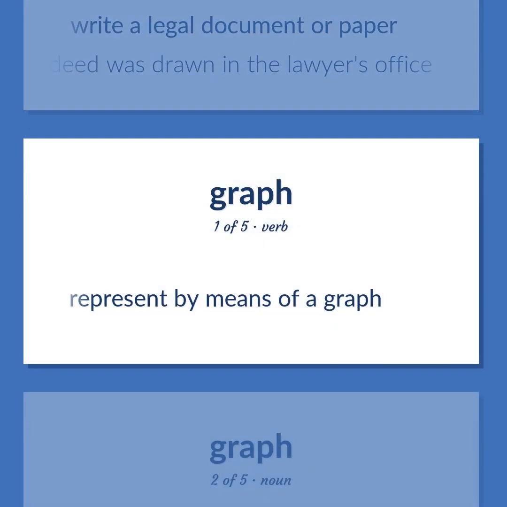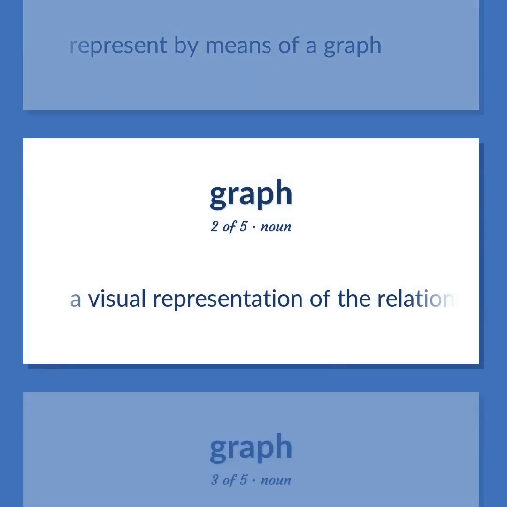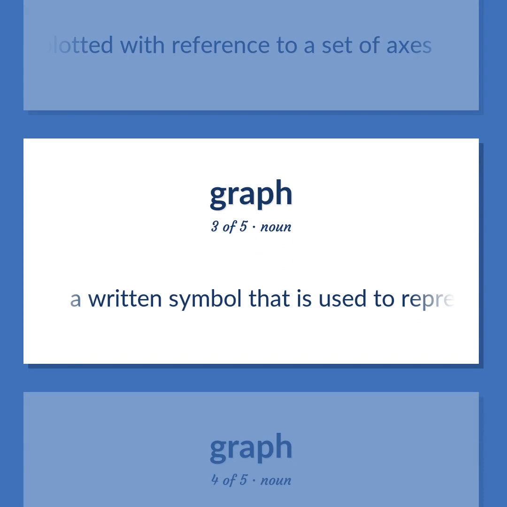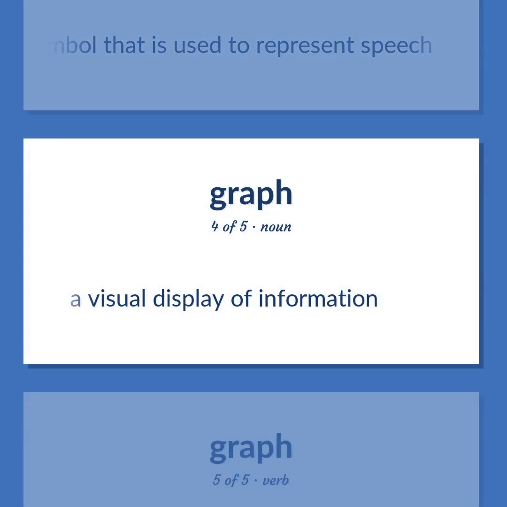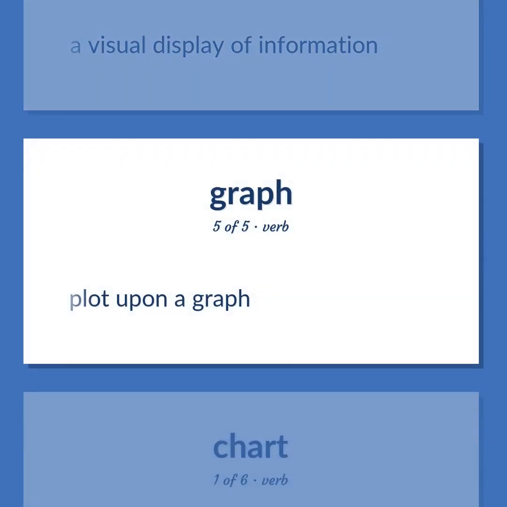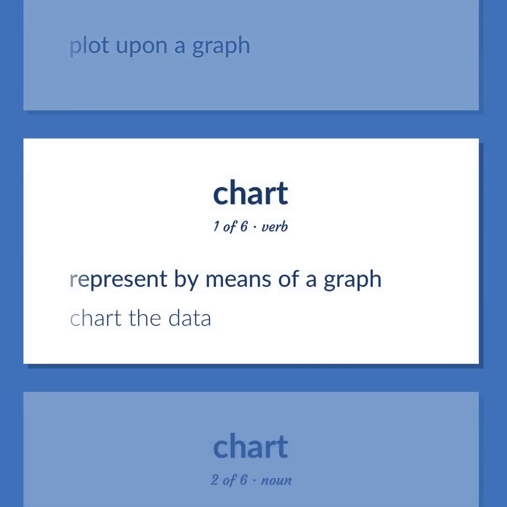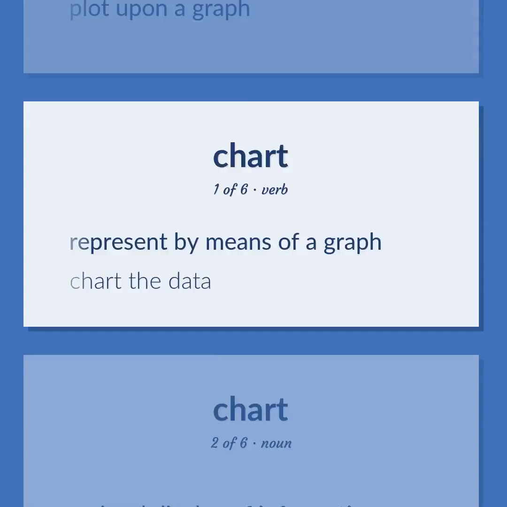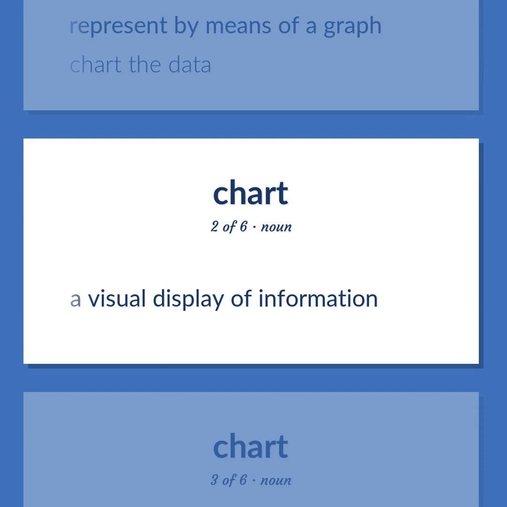Represent by means of a graph. A visual representation of the relations between certain quantities, represented as points, plotted with reference to a set of axes. A written symbol that is used to represent speech. A visual display of information. Plot upon a graph. Represent by means of a graph. Chart the data. A visual display of information.